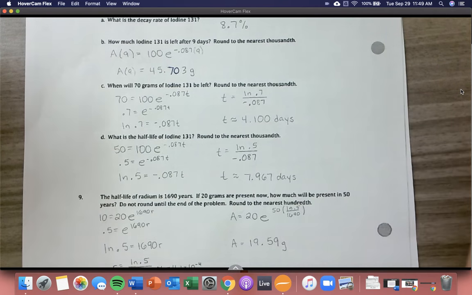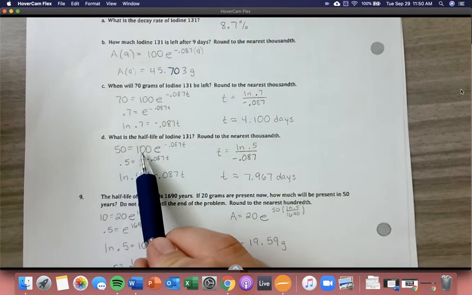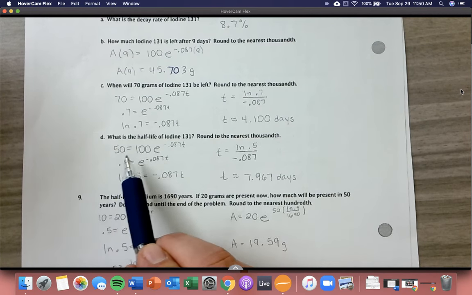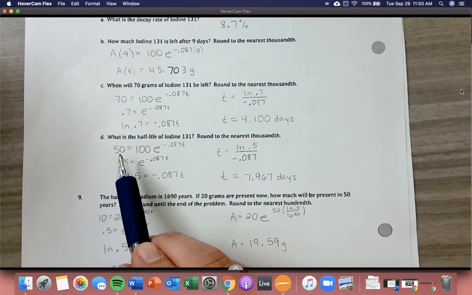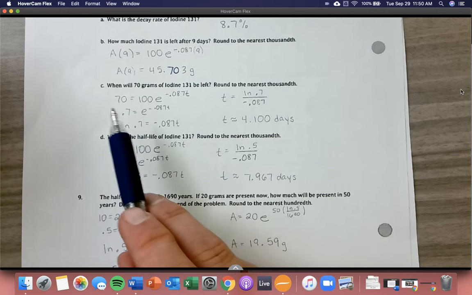All right, and then D, what is the half-life of iodine-131? Round to the nearest thousandth. Well, we know half-life is exactly what it sounds like. When is it going to decay to half of what's left? So it starts with 100. When is it going to be 50? Well, we can divide that 100 over, just like we divided over here.